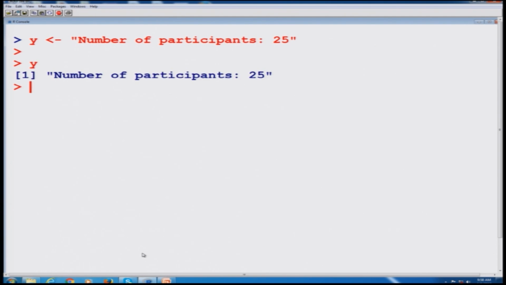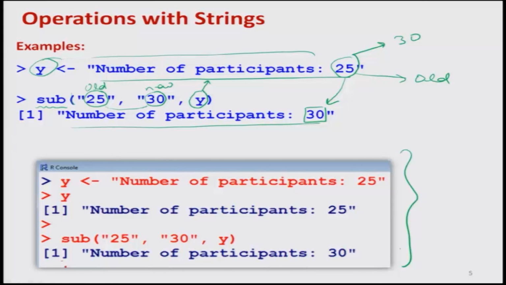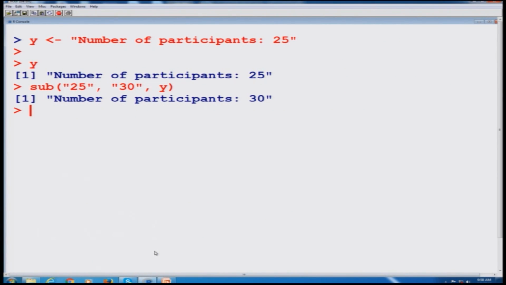So, you can see here y is my statement and that is my function. You can see here that this 25 is replaced by 30. Now, suppose I try to play with this, which I always ask you to do. Suppose I say okay, I want to replace 35 by 30. Let us see what happens.